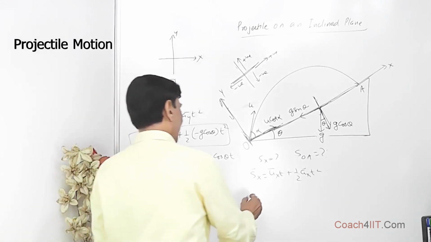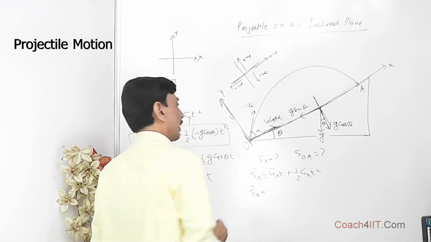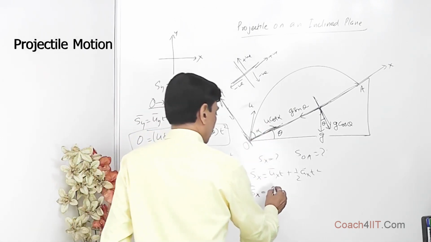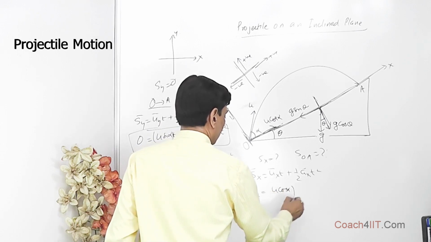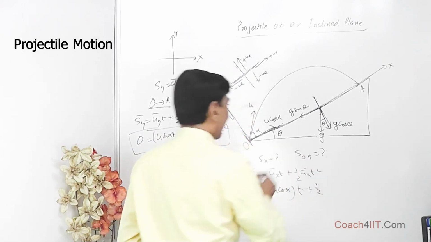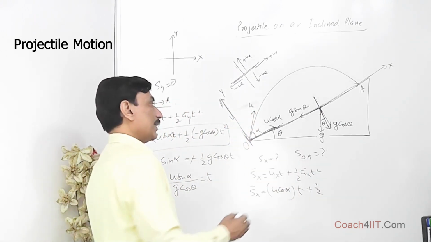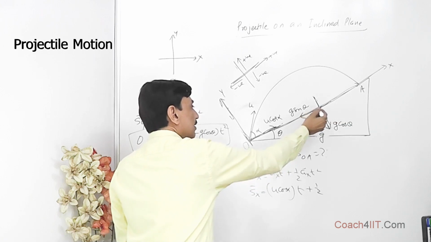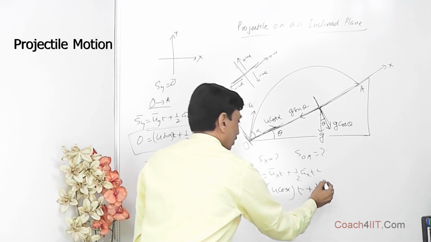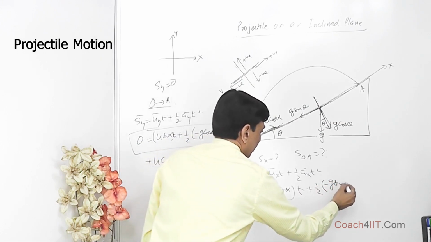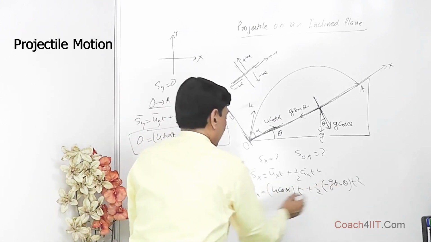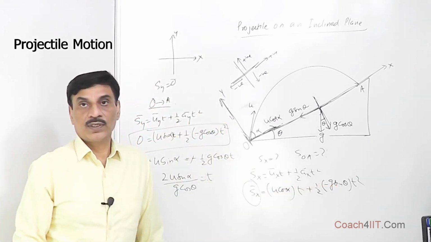So over here, Sx is equal to ux t. Ux is the initial velocity along the x-axis, that is u cos alpha. So this is u cos alpha, t we can put from here, plus half Ax. Now what is the acceleration along the x-axis? Acceleration on the x-axis is g sine theta, and it is in this direction, which means it is negative. So it is minus g sine theta into t square.